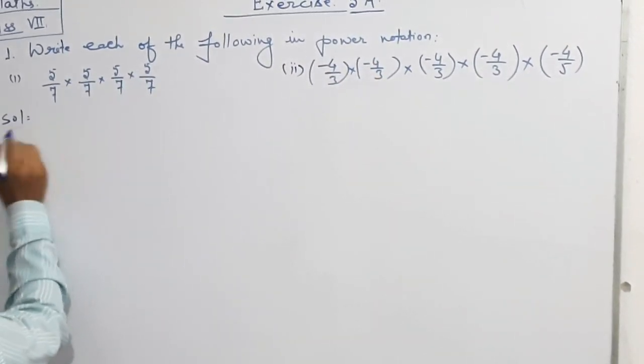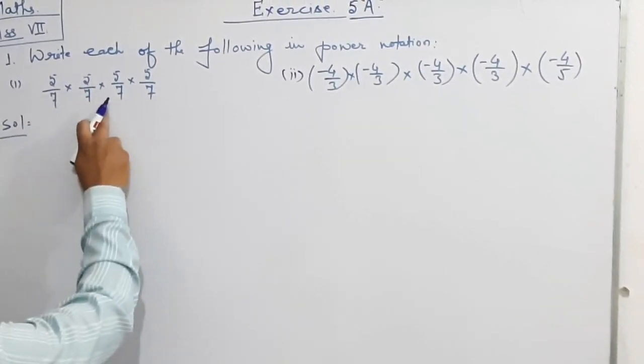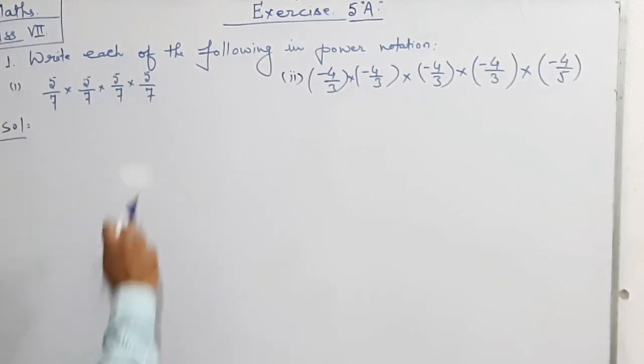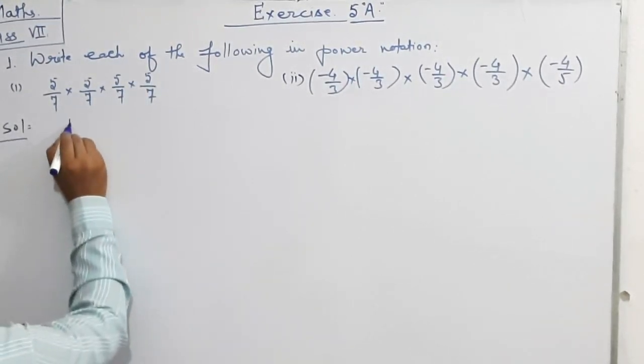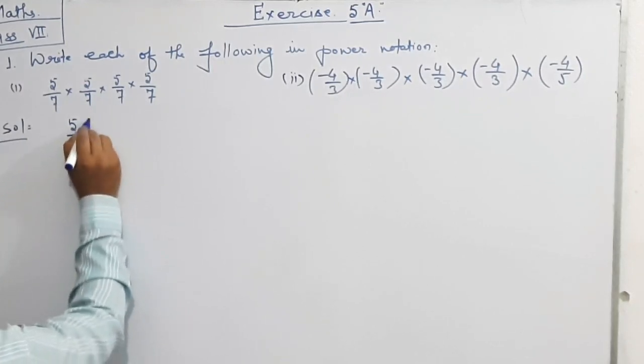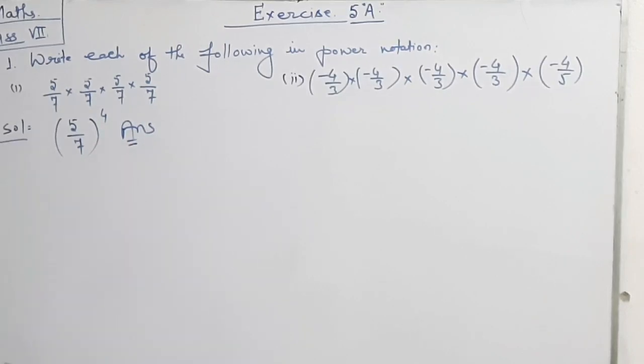Here the first question is, write each of the following in power notation. Question number 1: 5 by 7 into 5 by 7 into 5 by 7 into 5 by 7. Here 5 by 7 has come 4 times. So you will write it here, 5 by 7 to the power 4. This one the answer. Very simple.